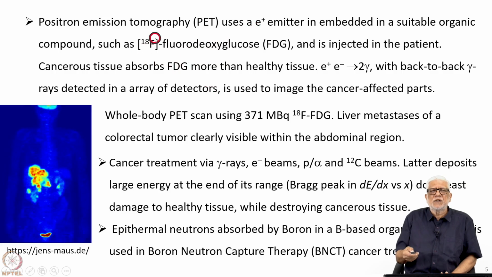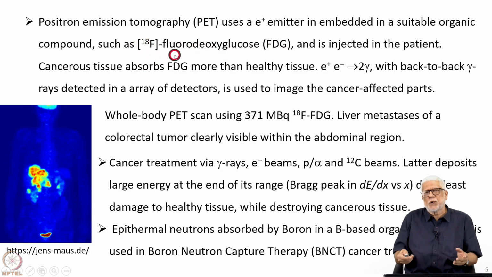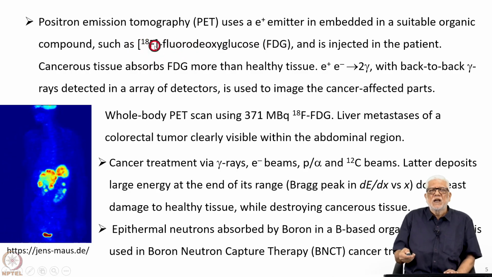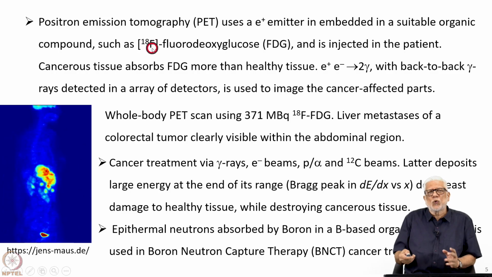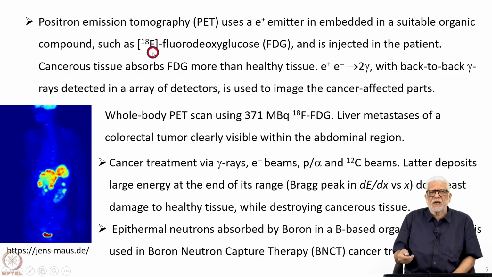And this beta plus emitter is usually fluorine-18, which forms part of fluorodeoxyglucose, FDG. Fluorine-18 has a short half-life of about 2 hours. So it has to be produced in an accelerator, and it can be used for not more than about 10 hours or so, because by that time the activity has decayed.